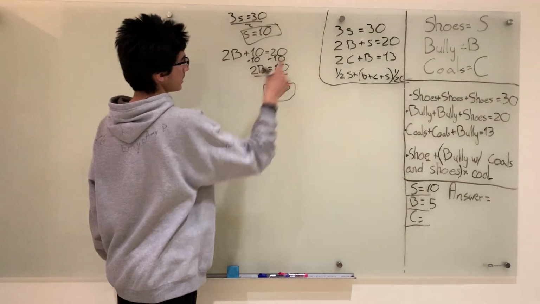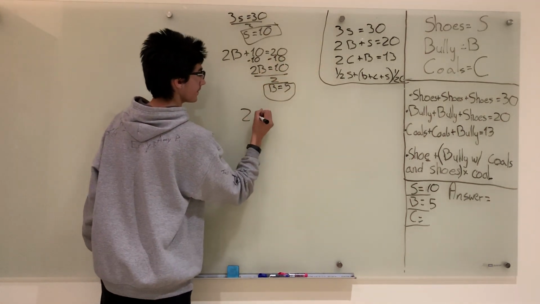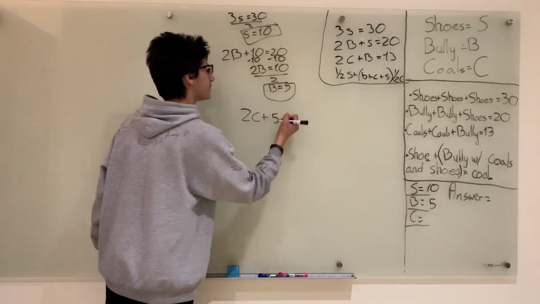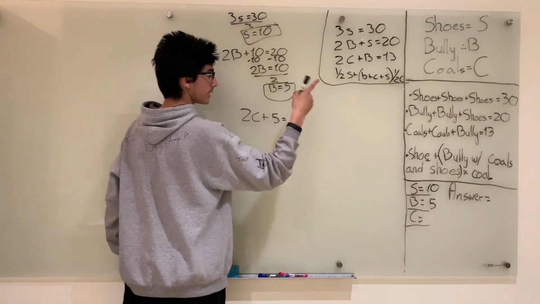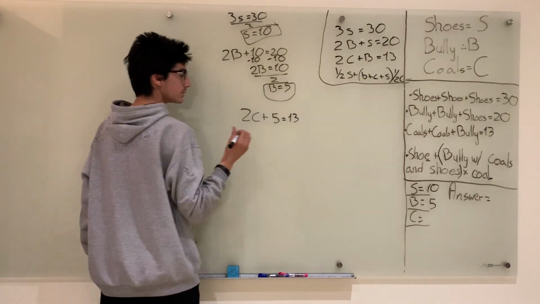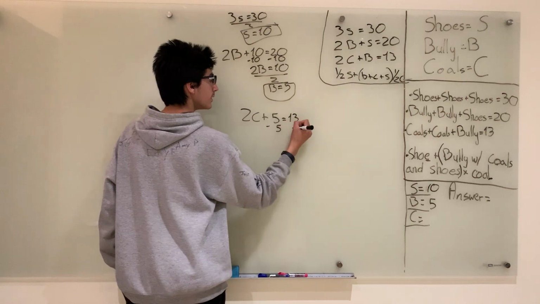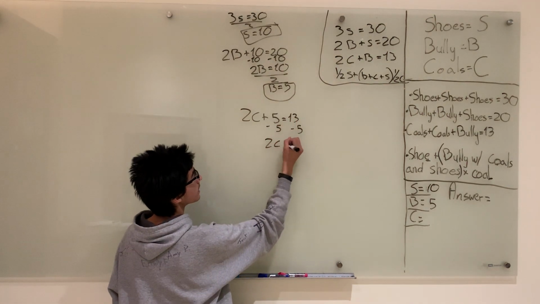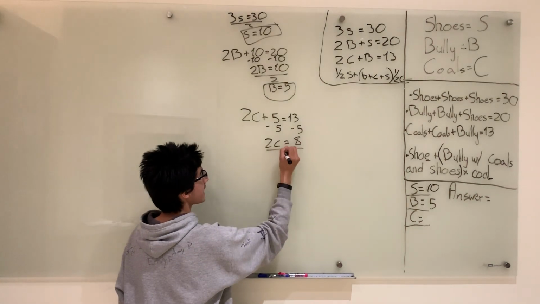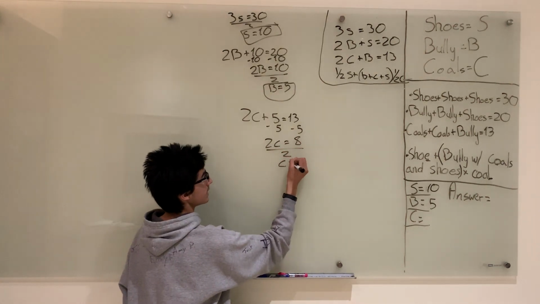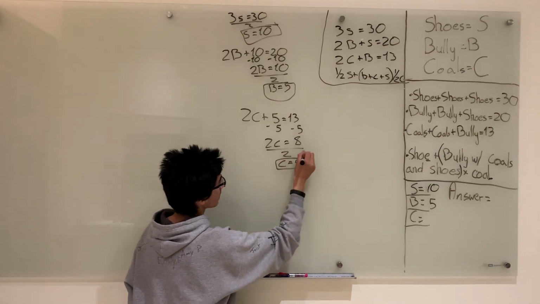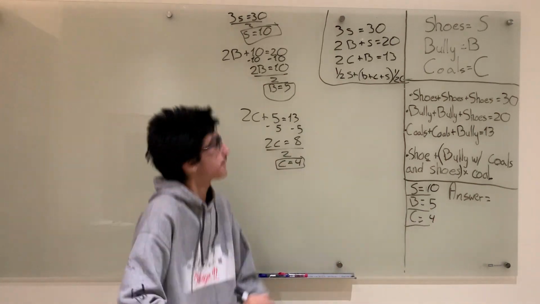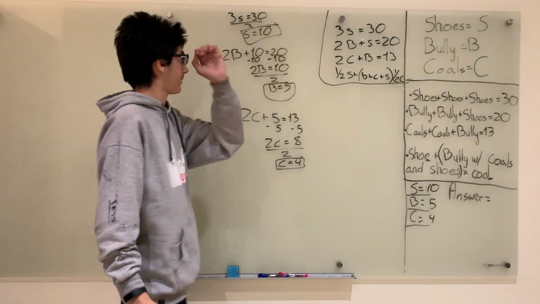Then, for our last one, we have 2c plus the value of a bully, so that's 5, equals 13. So I subtract 5 from both sides, and I get 2c equals 8. I divide both sides by 2. C equals 4. Alright, that was also relatively easy. So C is 4. So now for the last equation, it includes all of our variables.